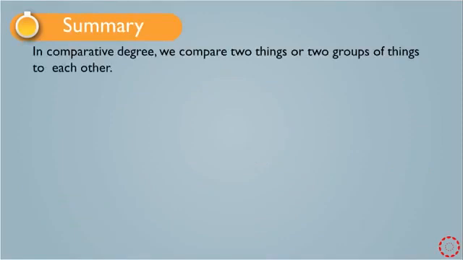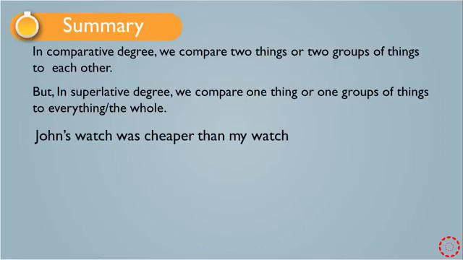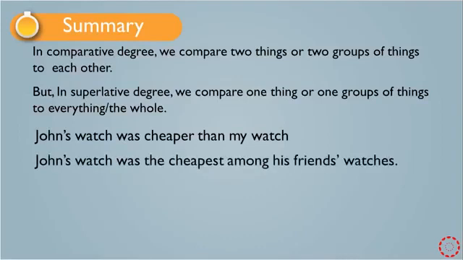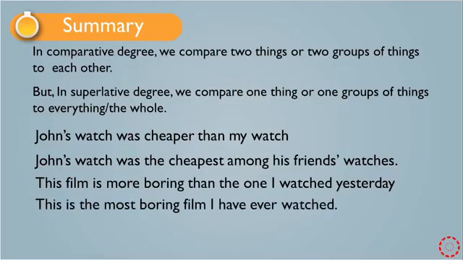Now we have the summary. In comparative degree, we compare two things or two groups of things to each other. But in superlative degree, we compare one thing or one group of things to everything or to the whole. Okay? John's watch was cheaper than my watch. John's watch was the cheapest among his friends' watches. The film is more boring than the one I watched yesterday. This is the most boring film I have ever watched.